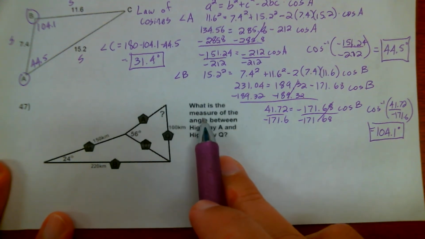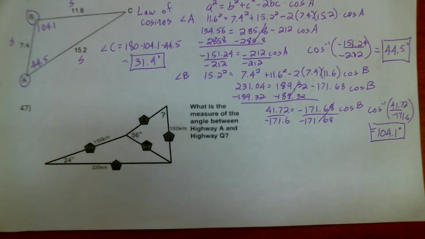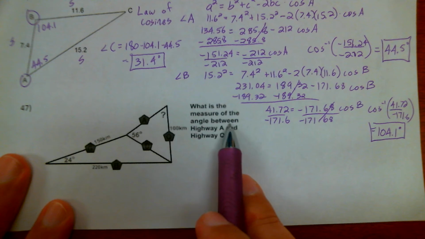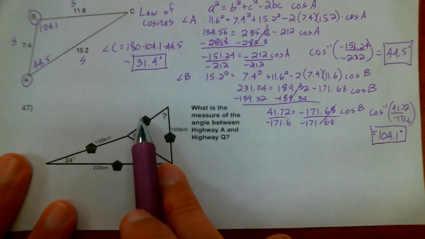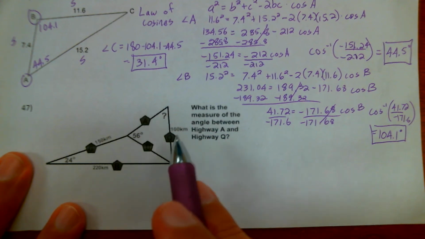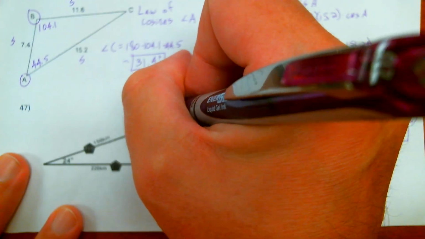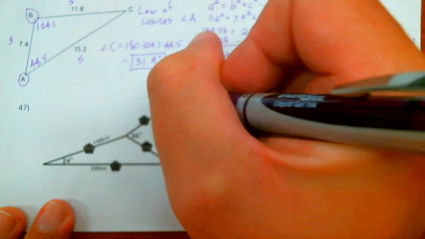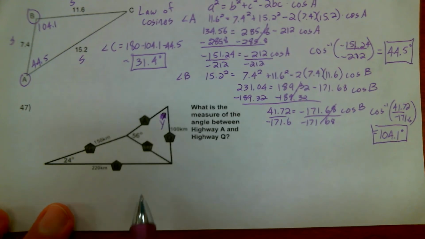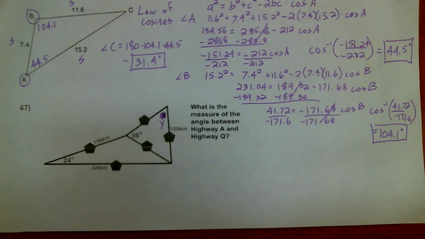It's saying, what is the measure of the angle between highway A and highway Q? So there's A, there's Q. I know it's hard to see that. Hopefully y'all can see it on your paper. Basically, I'll put an X here, or actually, on my answer key, I put a Y there. So we'll call that Y. I'm trying to find the measure of angle Y.